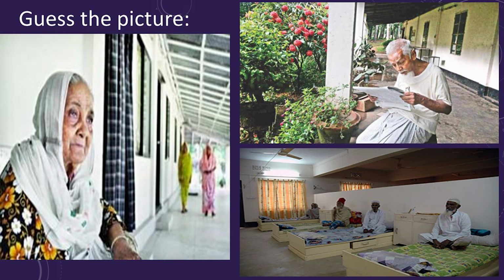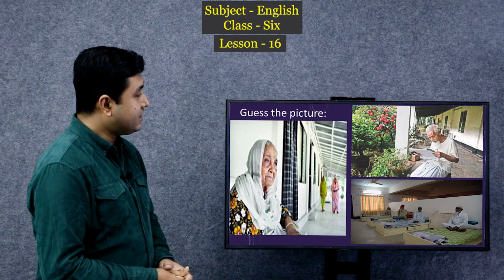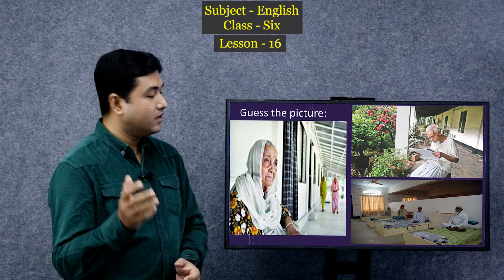Here you can see some pictures. Can you guess the location of this picture? Where are the people living? It may be that they are living at a home, but it is not their original home. It is an old people's rehabilitation center. So our today's lesson is An Old People's Home.